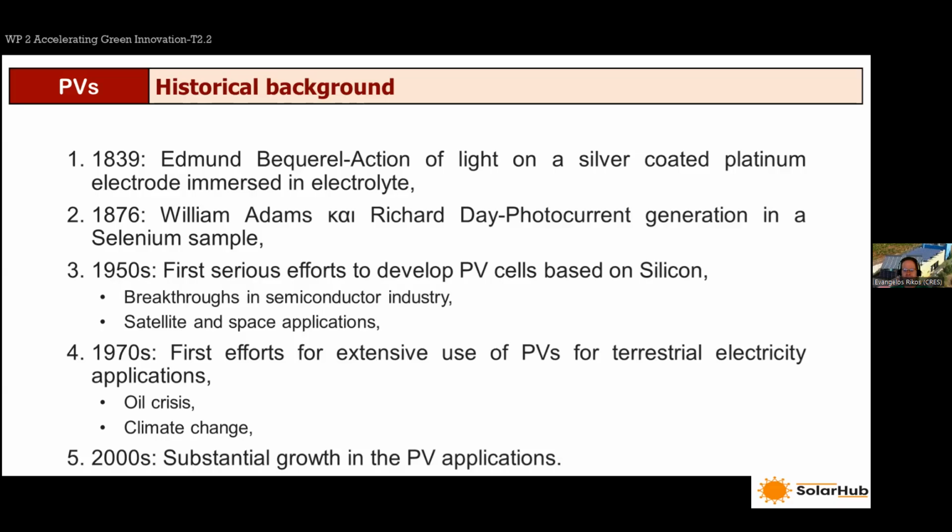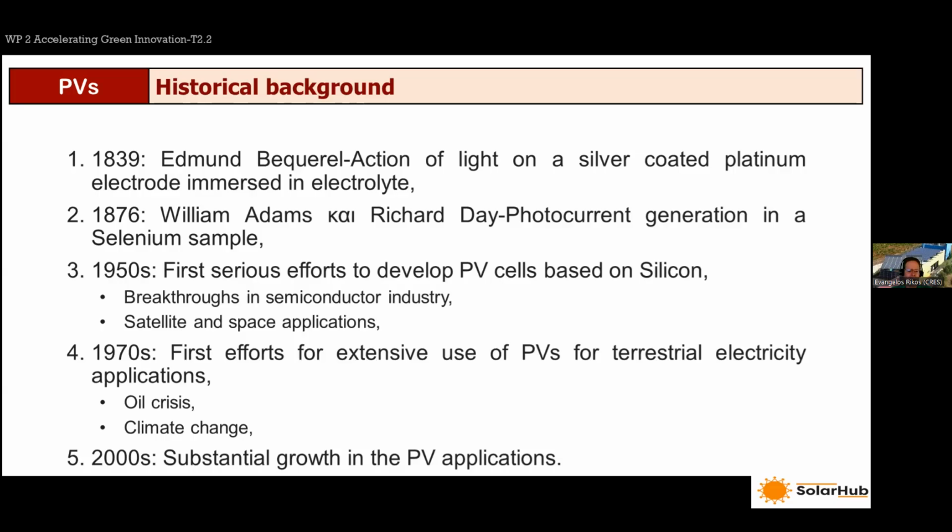And there was no serious effort in using photovoltaics in order to produce electricity before the 1950s, when the first serious efforts were made, because the advancement in silicon technologies allowed that. Semiconductors were blooming at the time, and there was also a need for electrification of satellite and space applications. It was at the beginning of the space program, so scientists were looking for some ways to generate electricity in space as well. So it seemed that photovoltaic cells were a good option.